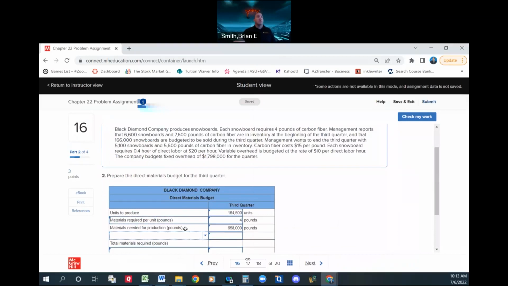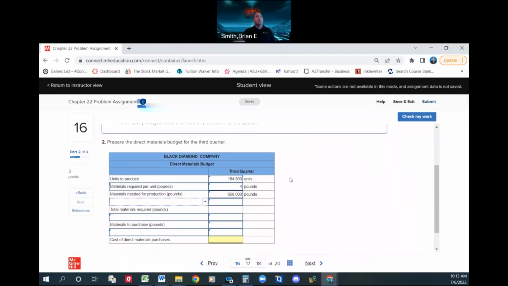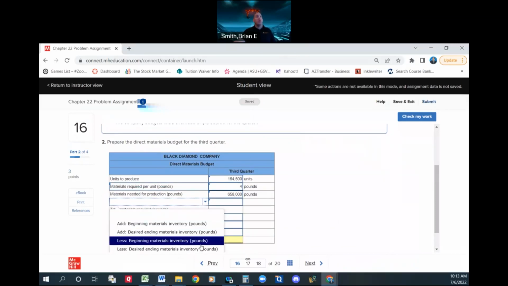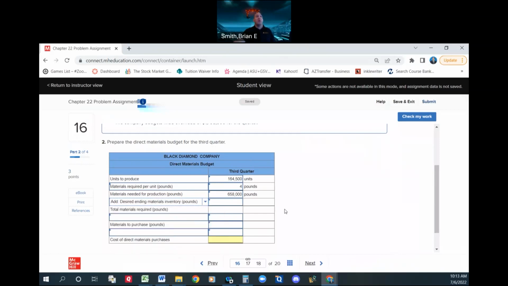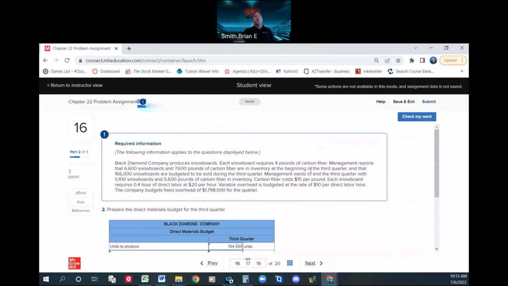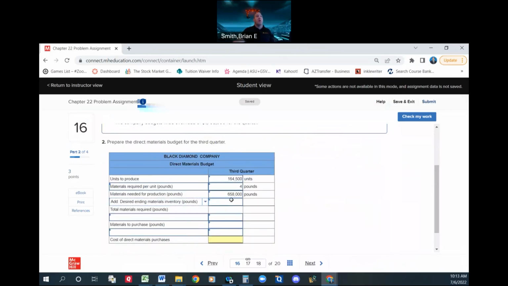Okay, that's what we need to produce. That's the total pounds. Now we need to add our desired ending materials inventory. So let's find out what that is. Management wants to end the third quarter with 5,100 snowboards and 5,600 pounds of carbon fiber. So we're going to put 5,600 pounds of carbon fiber here. There we go. And look how it's putting the pounds here for you. That's nice of them.